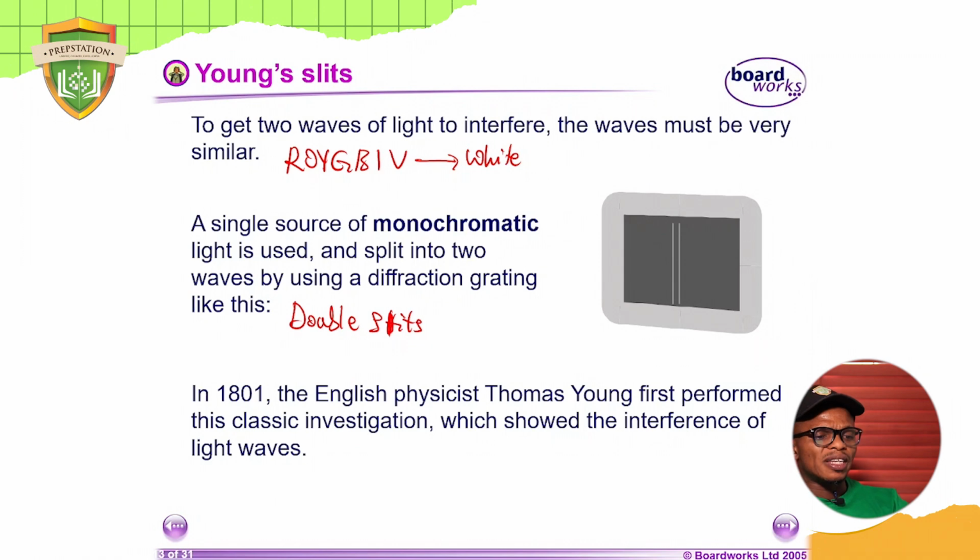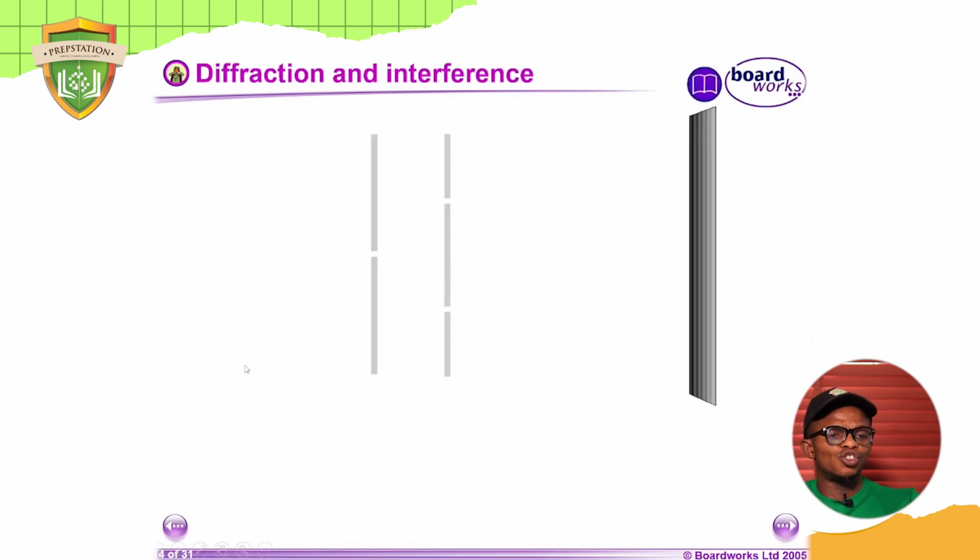In 1801, the English physicist Thomas Young first performed this classic investigation which showed the interference of light waves. Before then, scientists believed that only sound could exhibit the properties of interference. But Thomas Young in 1801 was able to demonstrate that even light can exhibit those same properties of interference.